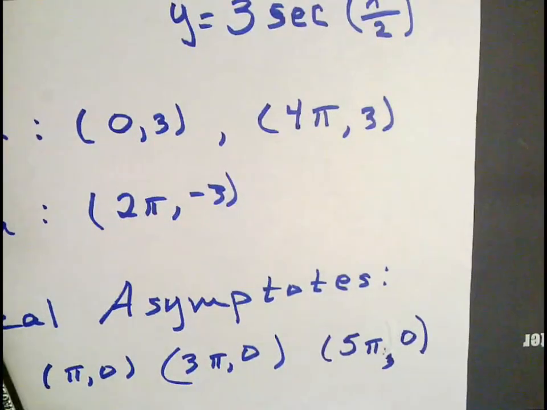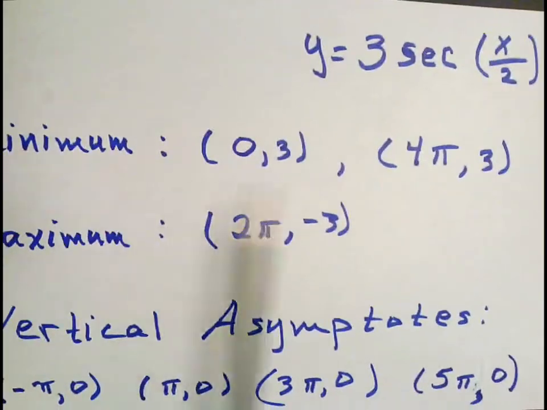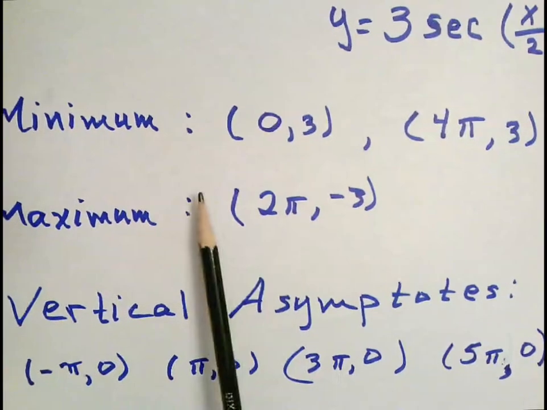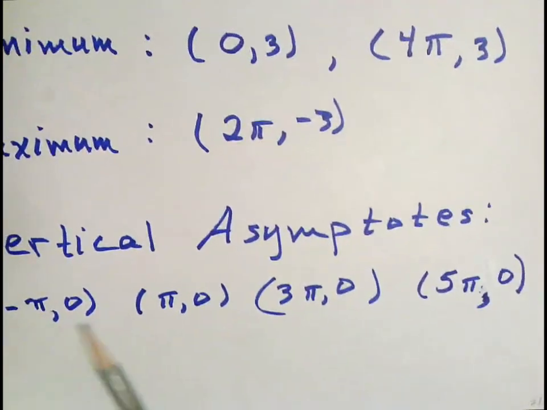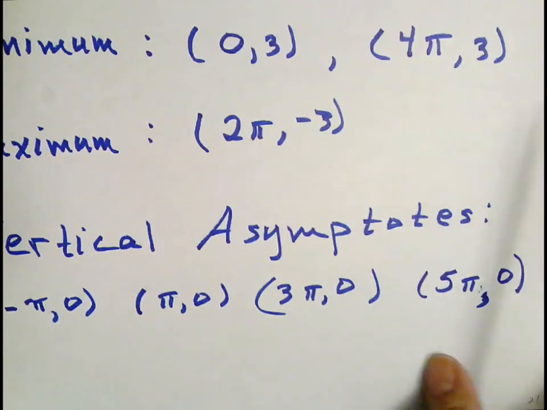So what I did there, I have minimum values. You see what I was just showing you on the graph, the maximum value, and then I was showing you where we had the vertical asymptotes. So when you're doing this, always remember, what did I say?